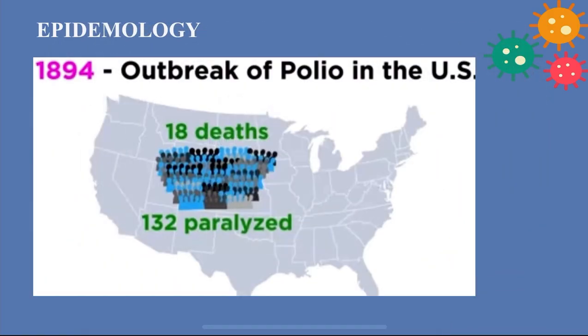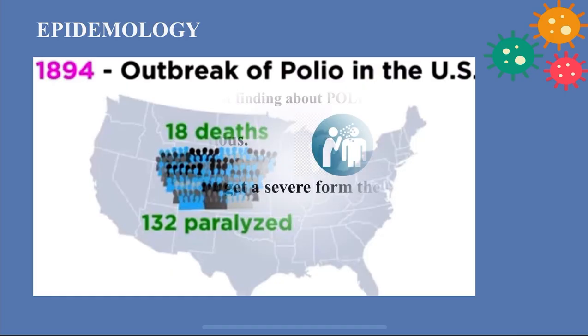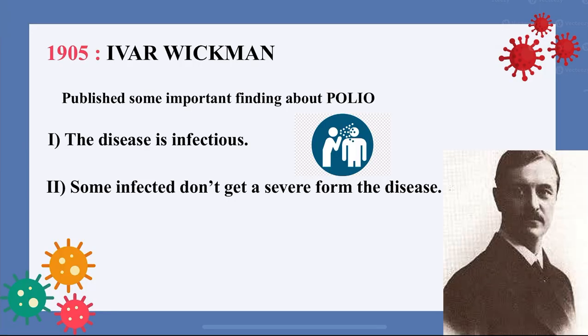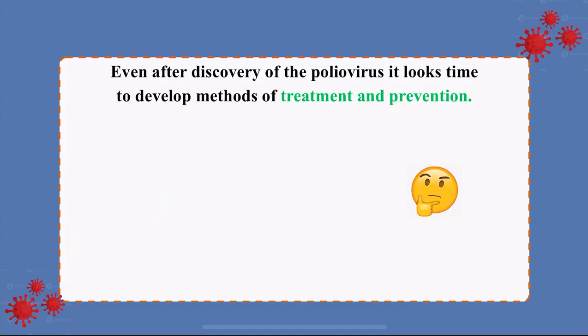So we are discussing the major highlights about poliomyelitis, the history, wherein in 1894 there was the first outbreak of polio. Followed by 1905, Ivar Wickman, who wrote a thesis on poliomyelitis, that it is an infectious disease and not all of them are going to get a severe form of the disease. Even after the discovery of the poliovirus, it took a long time to develop the methods of treatment and prevention. Though it was discovered, it took quite a long time for people to discover the treatment for poliomyelitis, and they didn't know how to prevent polio. It took a long time to discover all that.